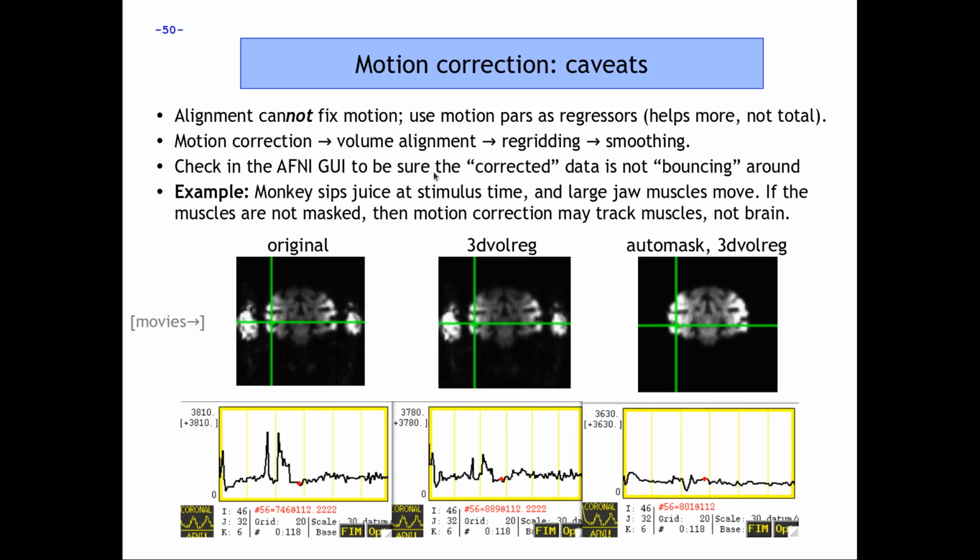In this case, since the monkey gets juice every time there's a stimulus on, their jaws are going to move, taking in the juice through the straw. Now you're going to really have a problem that your motion regressors are going to be highly correlated with your stimuli, and you're going to run into modeling problems as well.